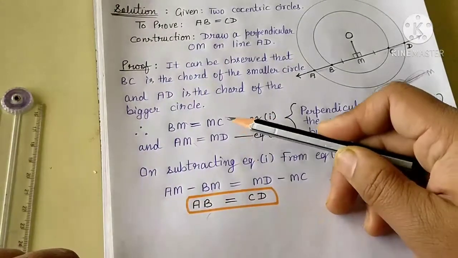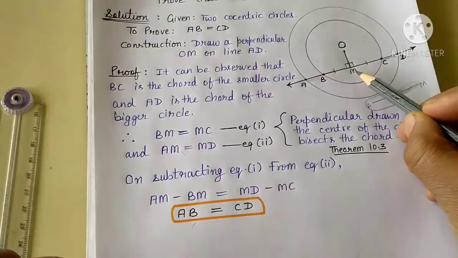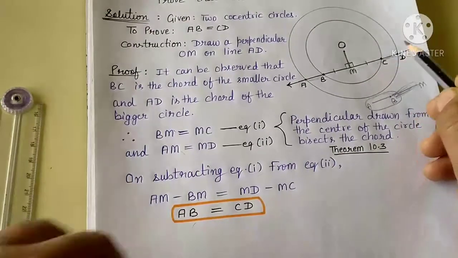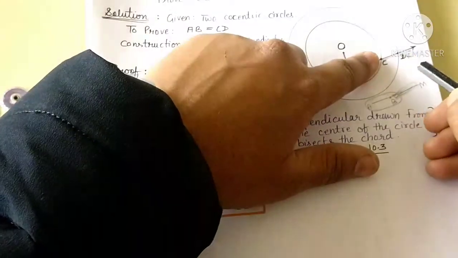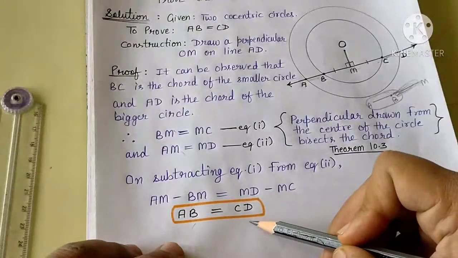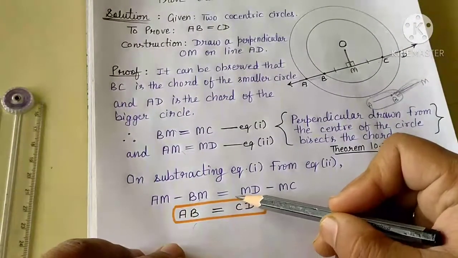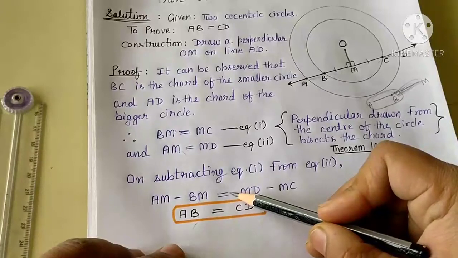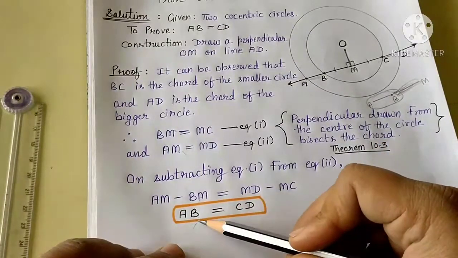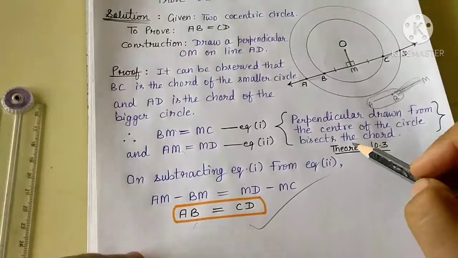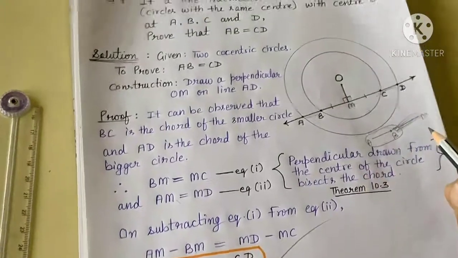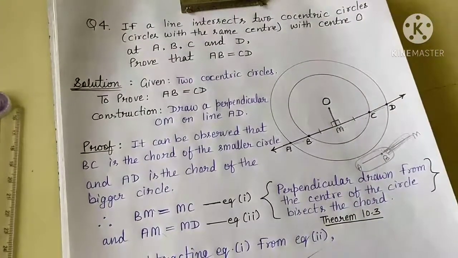And if we subtract MC from MD, what will be left? This much only is left, this part CD. So MD minus MC leaves CD. It automatically comes out equal, because the equal sign was already there in the middle. So AB equals CD. In this way we have proved that AB equals CD. So our fourth question is also over.